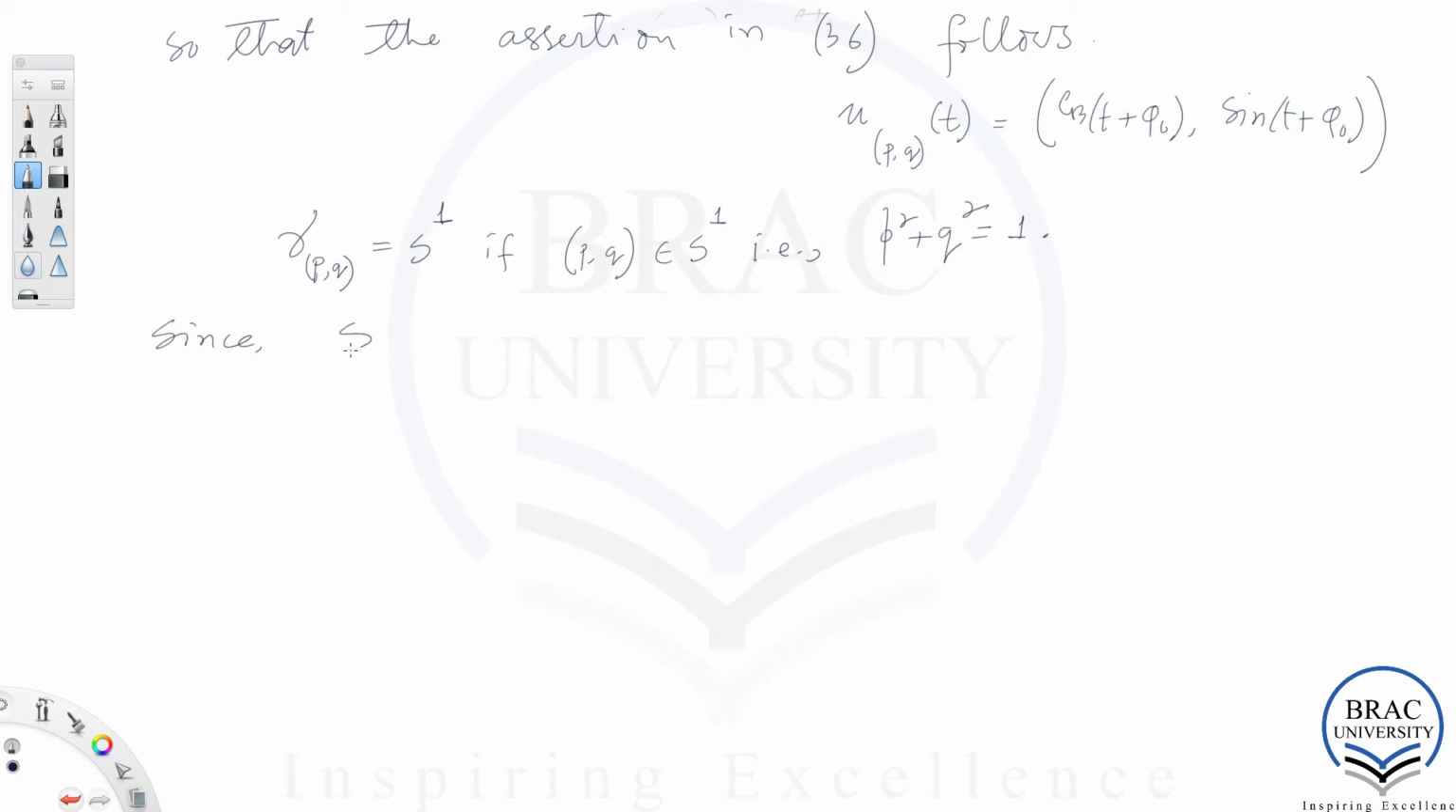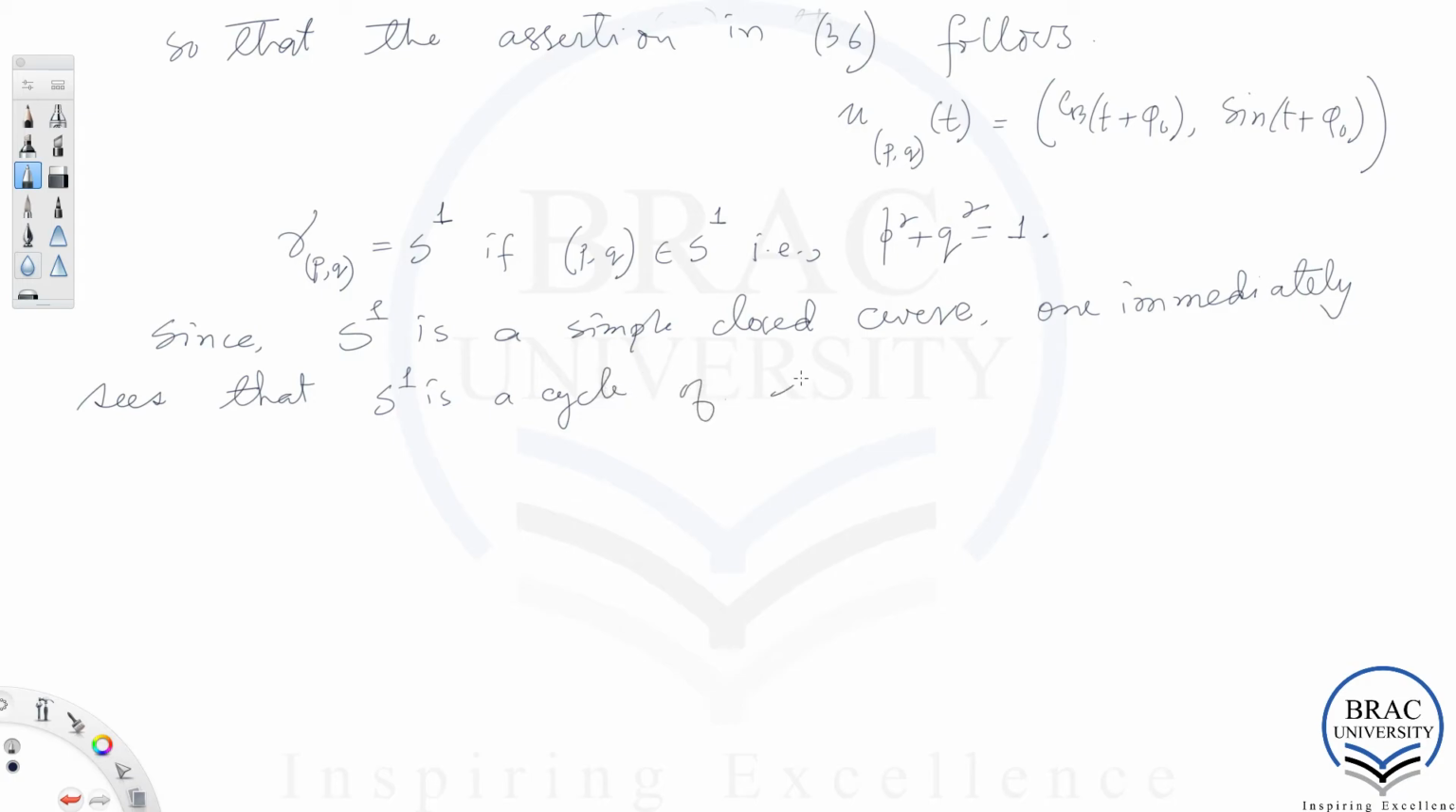Now, since S1 is a simple closed curve, one immediately sees that S1 is a cycle, because S1 is an orbit and S1 is a simple closed curve, and hence S1 is a cycle of the system in 22, the governing equation, the governing ODE.